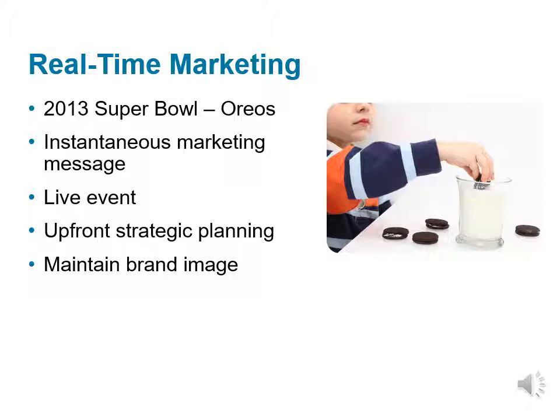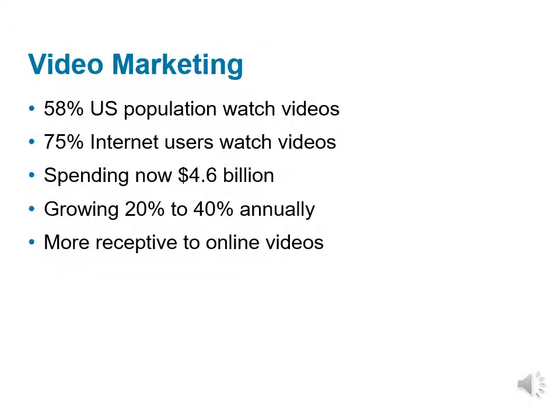To be successful, however, there needs to be upfront strategic planning as well as policies and rules governing real-time marketing messages. A natural event, such as a snowstorm, can also be used for real-time marketing. Video marketing has increased in popularity. About 58% of the U.S. population watch videos and 75% of Internet users watch digital videos.